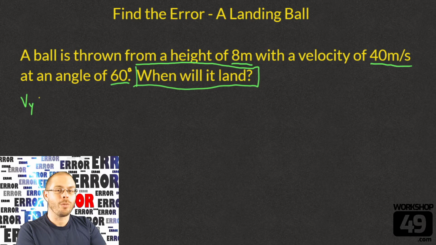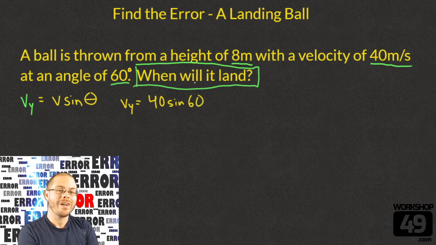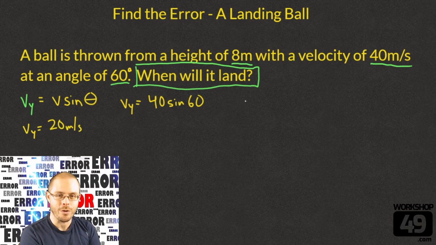Because this is a two-dimensional problem, we have to break this velocity into its Vy component, which is V sine theta. It's the vertical velocity that's going to solve going up and down. Our Vy is equal to 40 sine 60 degrees. We can chuck that into our calculator, 40 sine 60, and we get a nice number of 20 meters per second. You'd think that was planned.